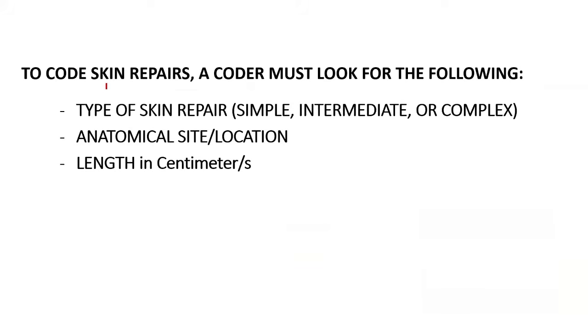To code skin repairs, a coder must look first and foremost at the type of skin repair. Is it simple? Is it intermediate? Or is it complex? Then a coder must look for the anatomical site or location, such as where the laceration is. Is it on the hand? Is it on the leg? Is it on the abdomen or any other area? And then a coder must look for the length of the laceration.